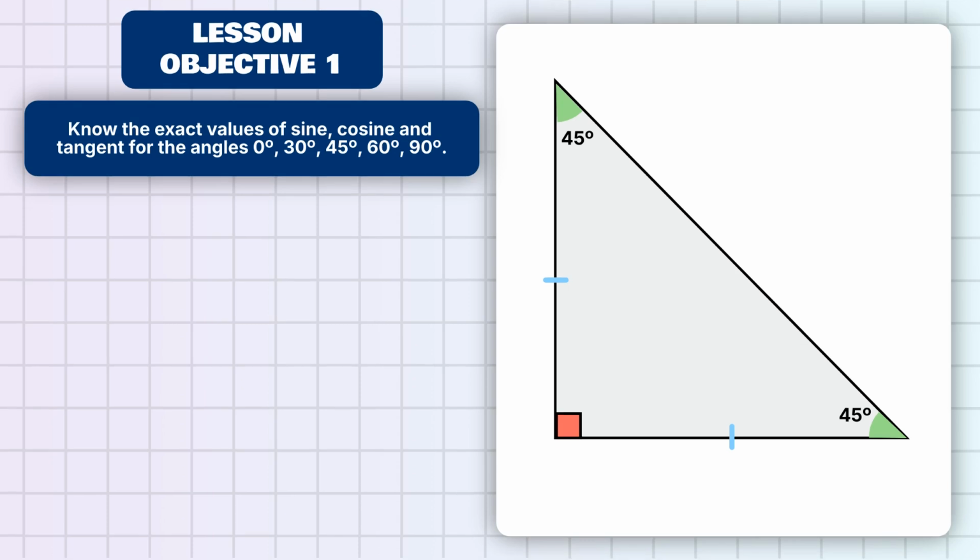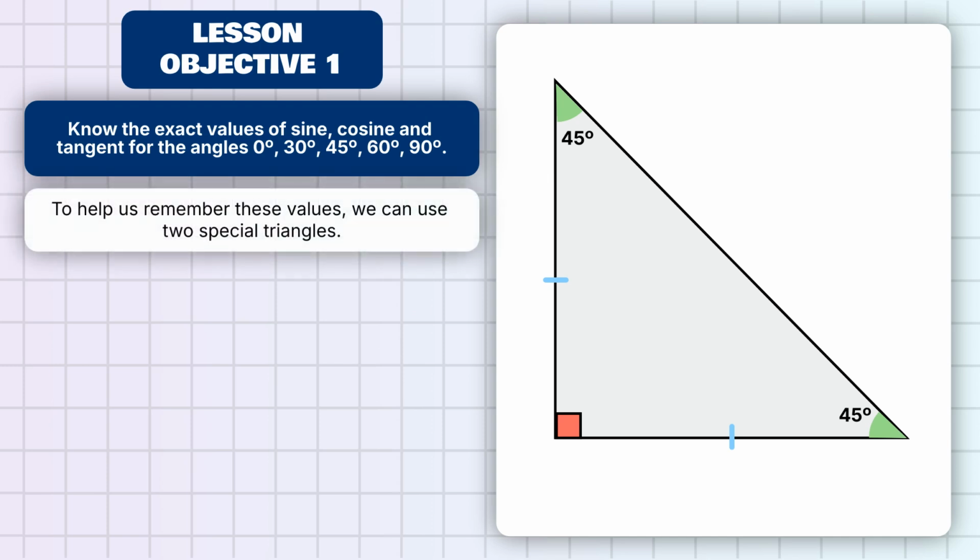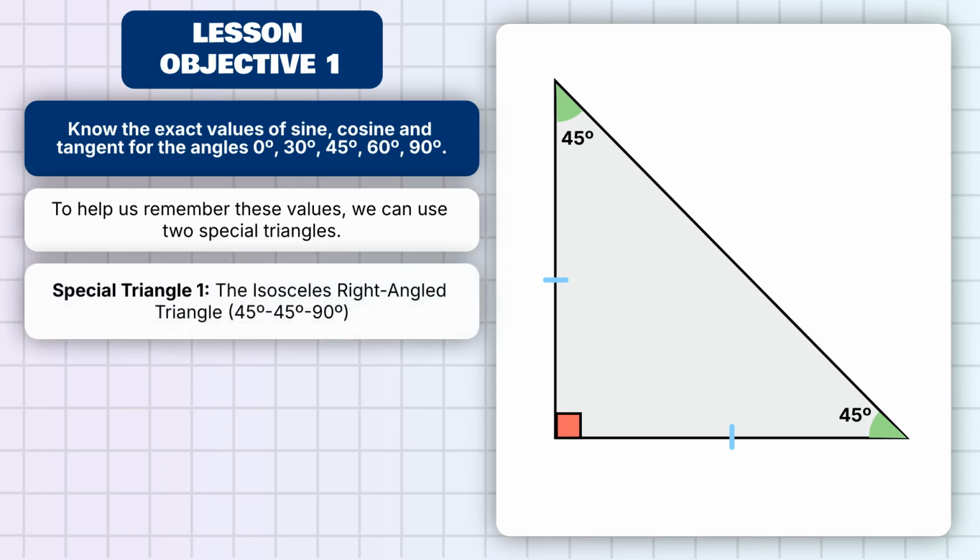We'll begin by focusing on some specific angles that frequently appear in trigonometry problems: 0 degrees, 30 degrees, 45 degrees, 60 degrees, and 90 degrees. To help us remember the sine, cosine, and tangent values for these angles, we can use two special triangles and a bit of memorization. Special triangle 1 is the isosceles right-angled triangle. This is shown on the right. Both the sides adjacent to the right angle are of length 1. The hypotenuse will have a length of square root 2.